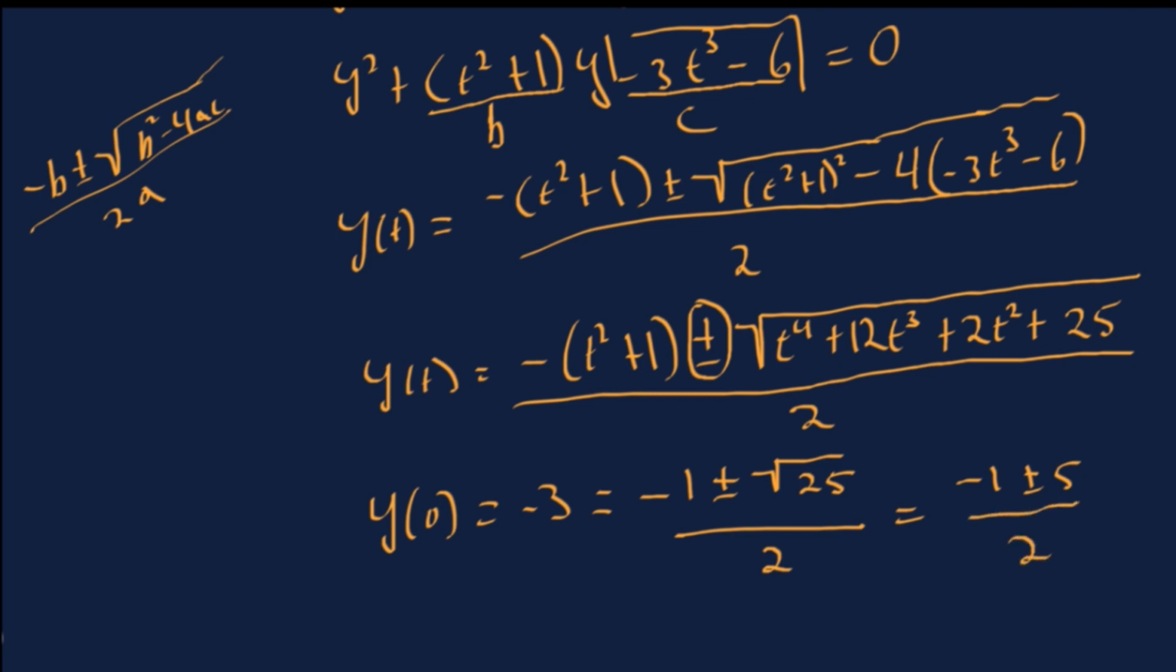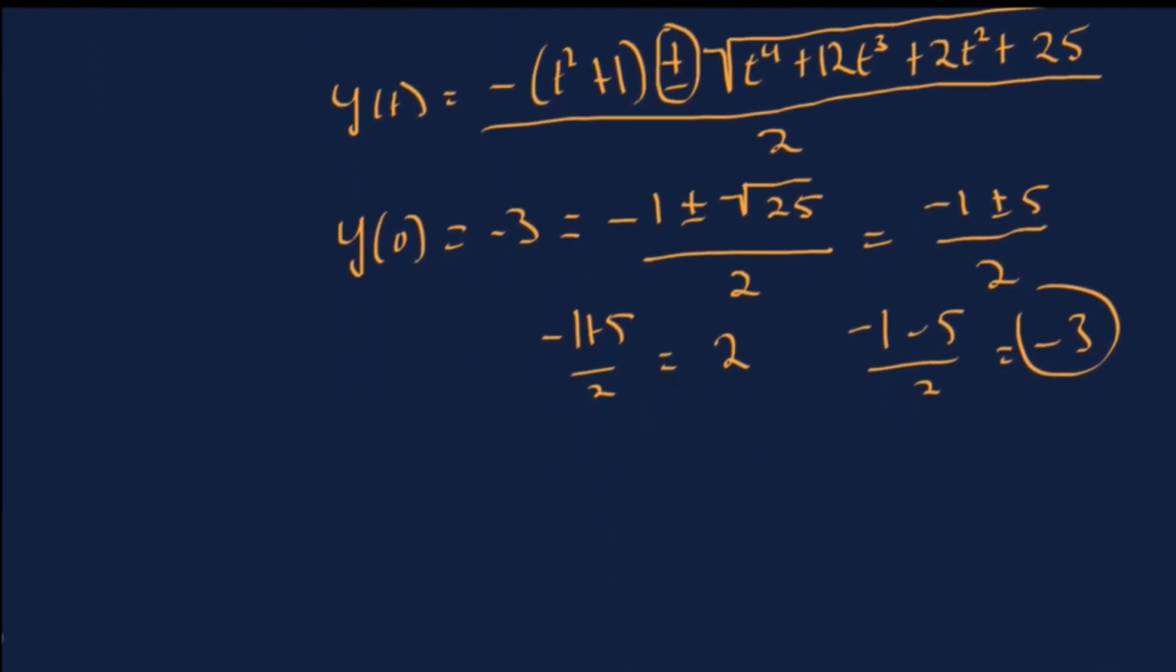So if we say that the sign is a plus, then it would be negative 1 plus 5 over 2, which would be equal to 2. But if we said that it's negative 1 minus 5 then over 2, then that would be negative 6 over 2, which is negative 3. So that tells us that the sign that we need is a minus sign.